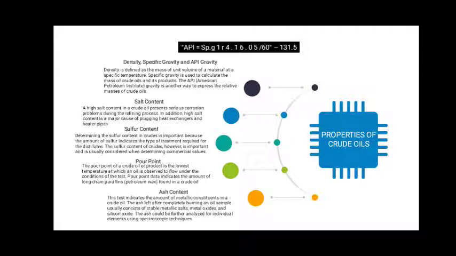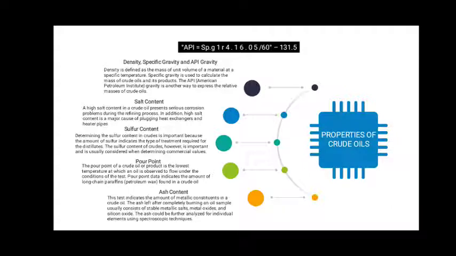Properties of crude oil consist of 5 types, namely density, specific gravity and API gravity, salt content, sulfur content, pour point, and ash content. The first, density, is defined as the mass of a unit volume of a material at a specific temperature. Specific gravity is used to calculate the mass of a crude oil and its product.